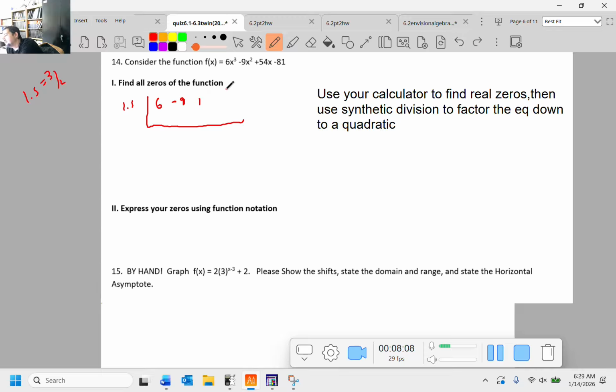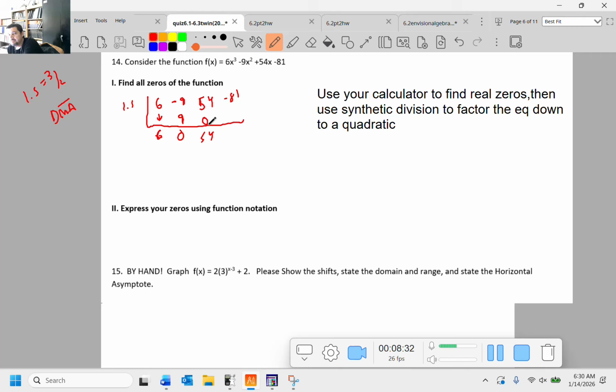So the coefficients for synthetic division: 6, -9, 54, and then minus 81. I don't know why I wrote the plus sign. And your acronym here was DMA: drop, and then multiply and add forever. So you drop the 6, and sure enough, 1.5 times 6 is 9. -9 plus 9 is 0. 0 times anything is 0. 54 plus 0 is 54. And half of 54 is 27.